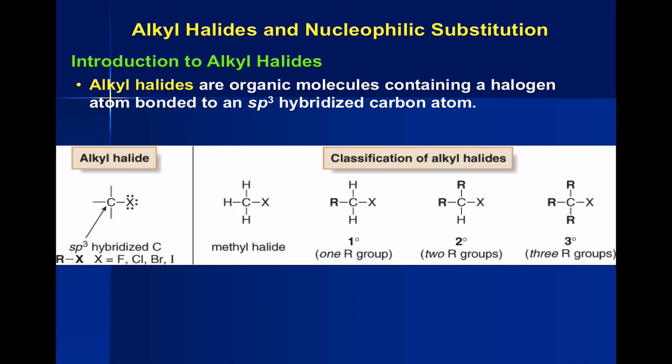You'll recall that alkyl halides are organic molecules that contain a halogen atom bound to an sp3 hybridized carbon. If the halogen is attached to a methyl group, we call it a methyl halide. If the halogen is attached to a primary carbon, we call it a primary alkyl halide. If it's connected to a secondary carbon, we call it a secondary alkyl halide. And if it's attached to a tertiary carbon, we call it a tertiary alkyl halide. Here, X is just an abbreviation for fluorine, chlorine, bromine, or iodine, a common abbreviation in organic chemistry. So anytime you see X, you can think of a halogen in general.